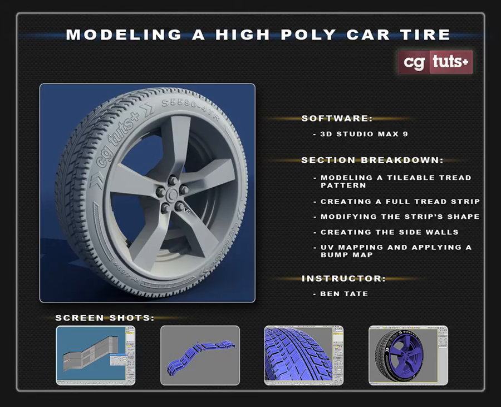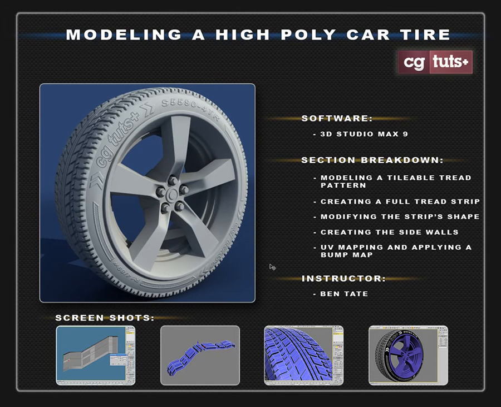Alright, so we're going to start out by modeling a small piece of tileable tread pattern. And that's it actually down here. And then we'll look at getting that from a small piece into a full strip of tread that we can later modify into the tire shape. Then we'll look at a way to create the sidewalls of the tire, and finally we'll do some quick UV mapping on the sidewall, and I'll show you how to apply a bump map to get this kind of side detail here. Alright, and these are a few screenshots of this tutorial down here, so let's jump into Max and get started.